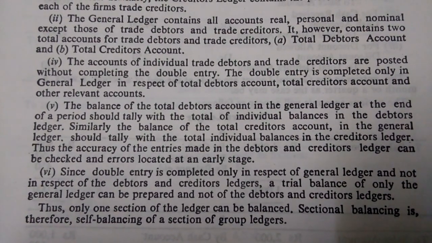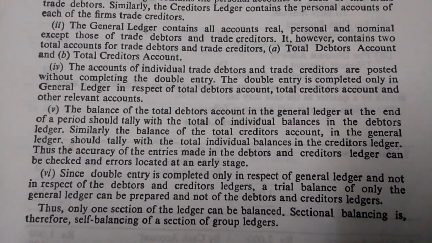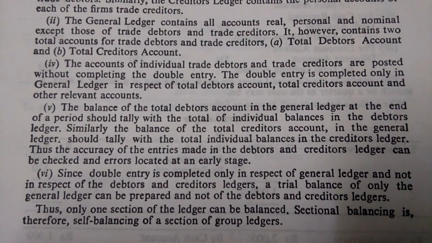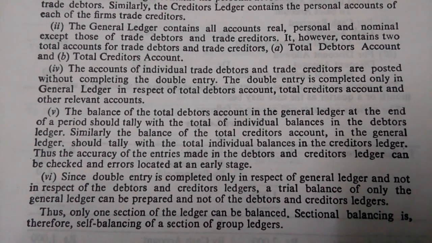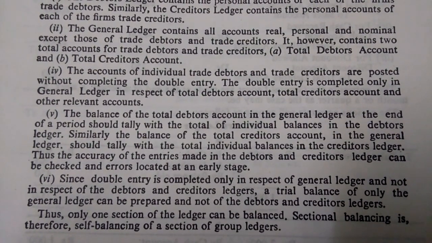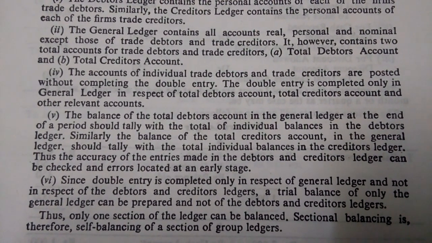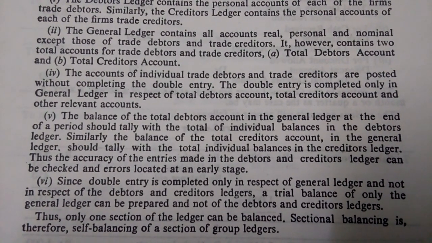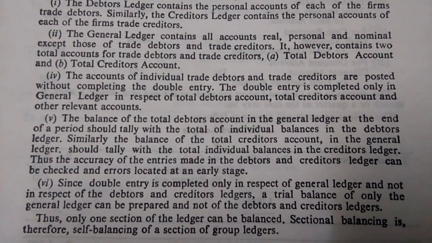Next point is that the balance of the total debtors account in the general ledger at the end of a period should tally with the total of individual balances in the debtors ledger. Similarly, the balance of the total creditors account in the general ledger should tally with the total of individual balances in the creditors ledger. Thus, the accuracy of the entries made in the debtors and creditors ledgers can be checked and errors located at an early stage.